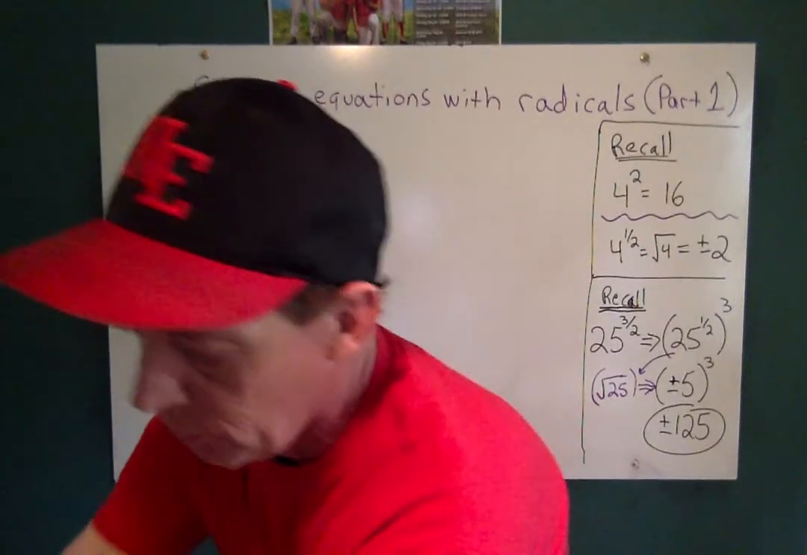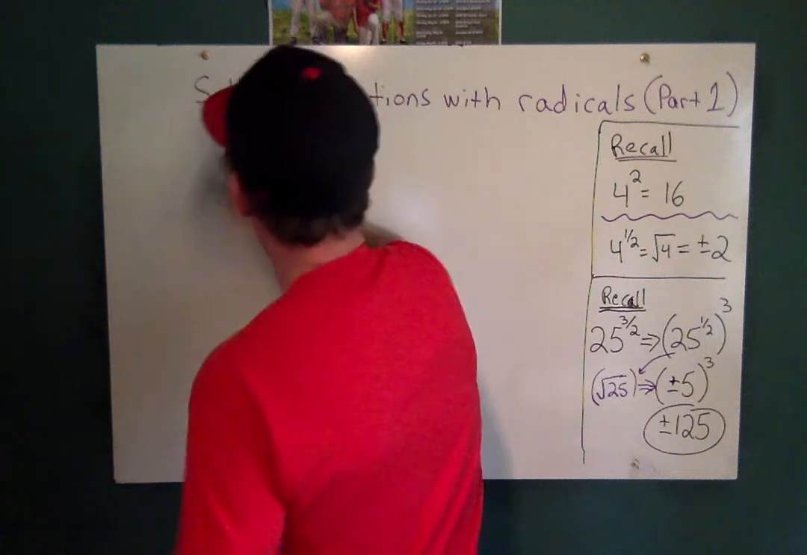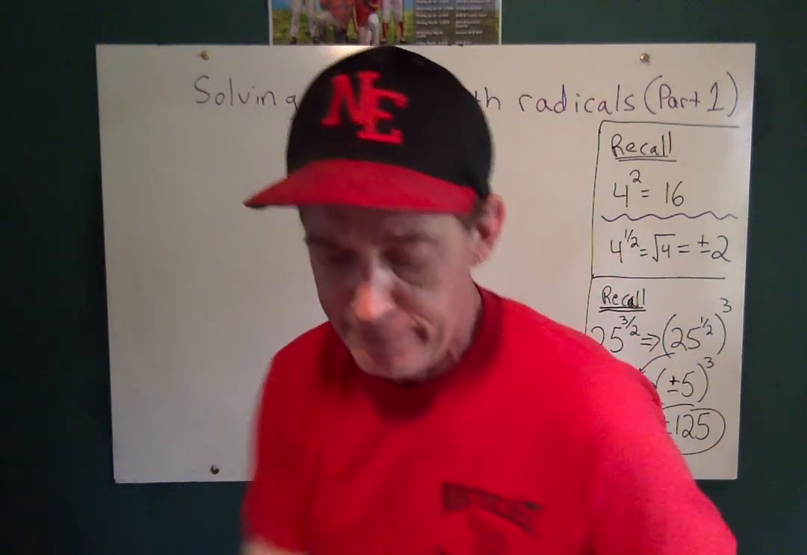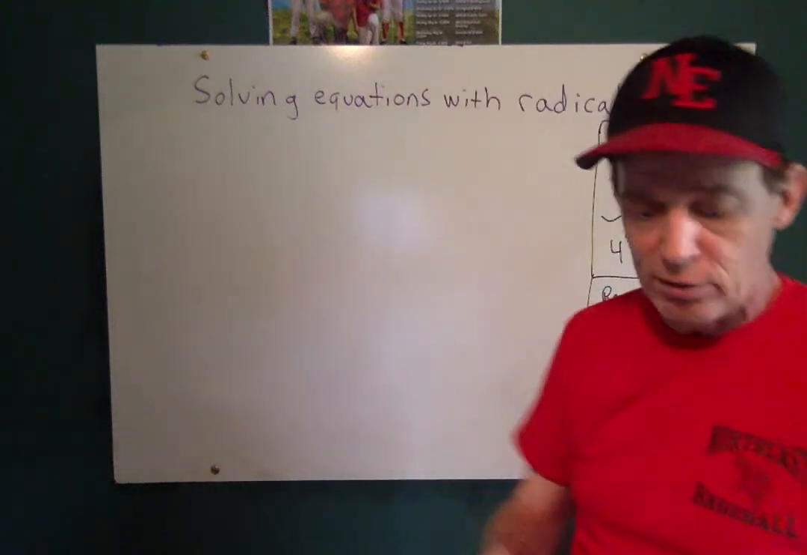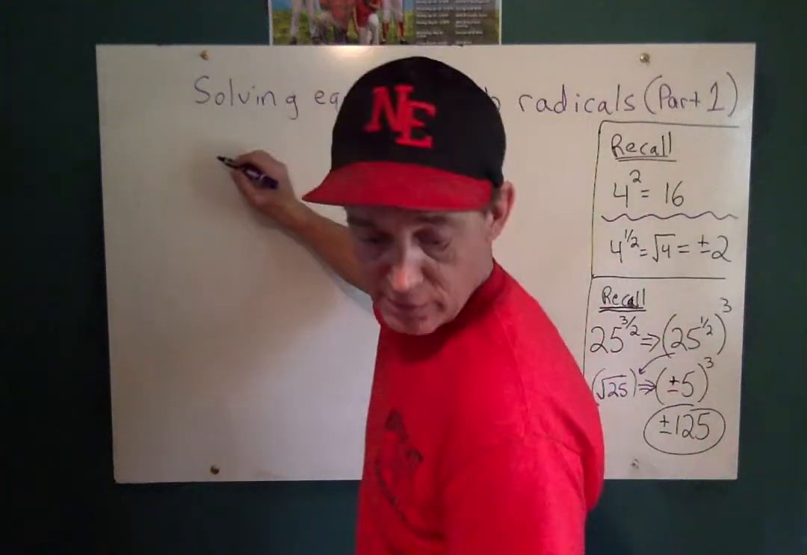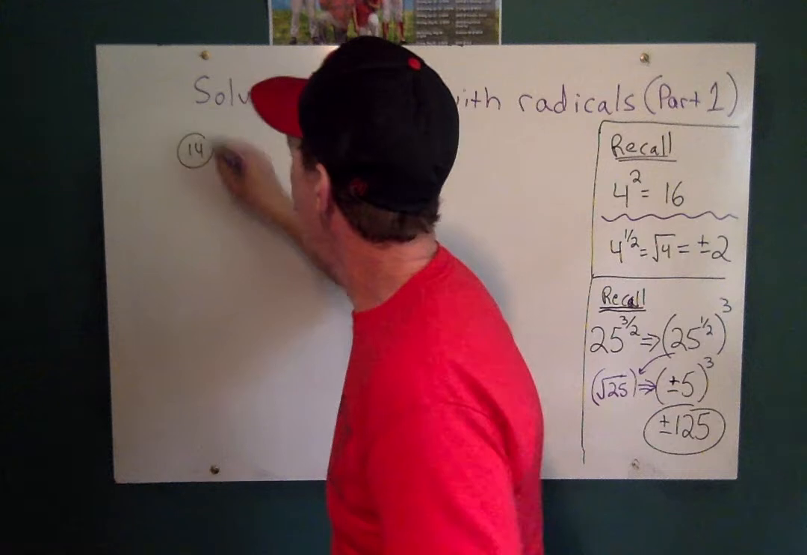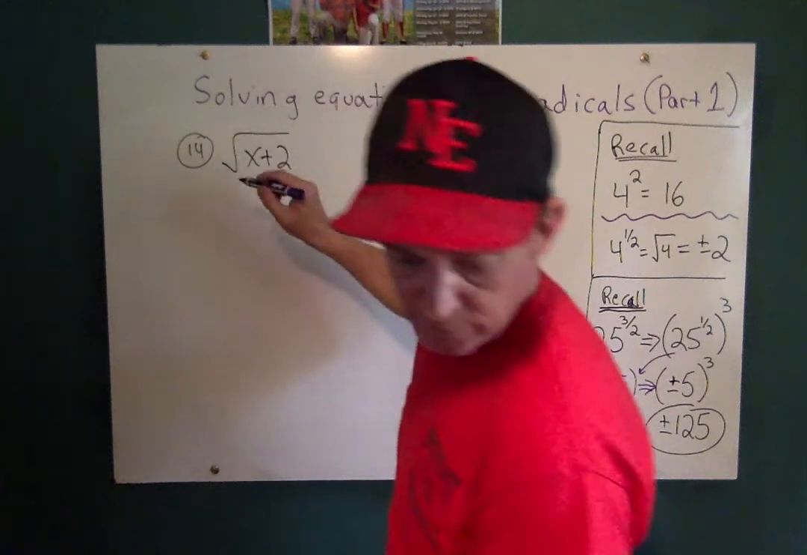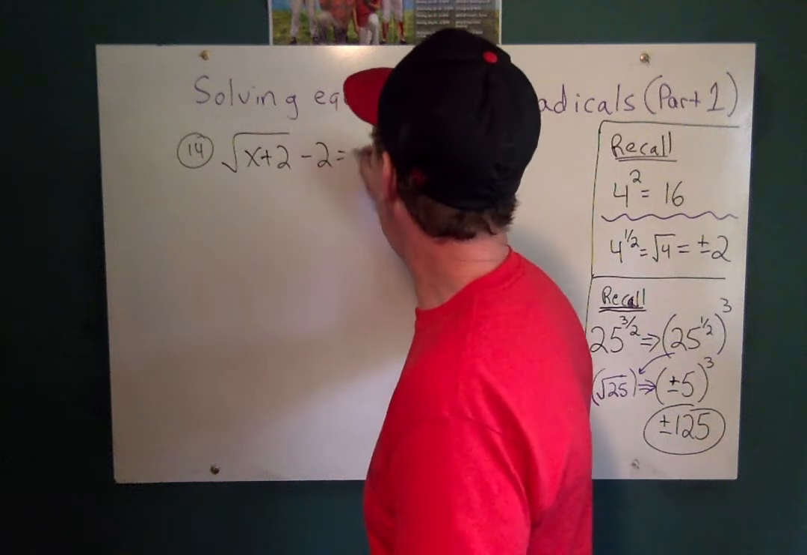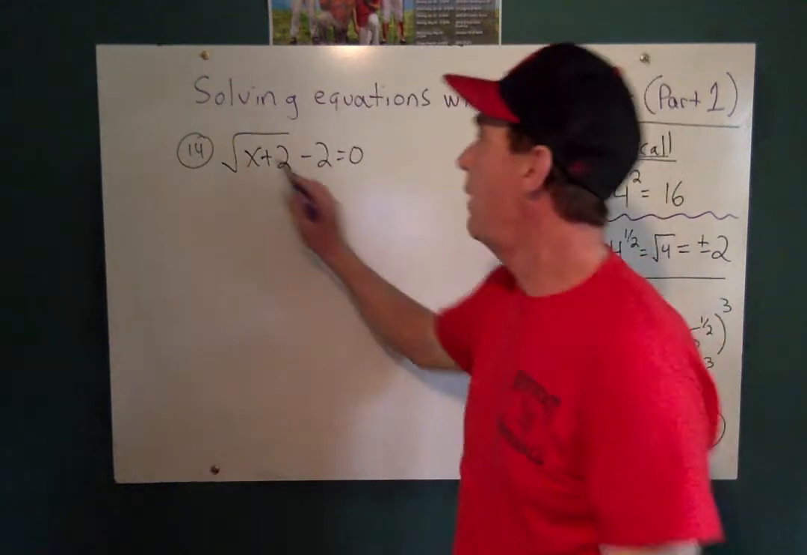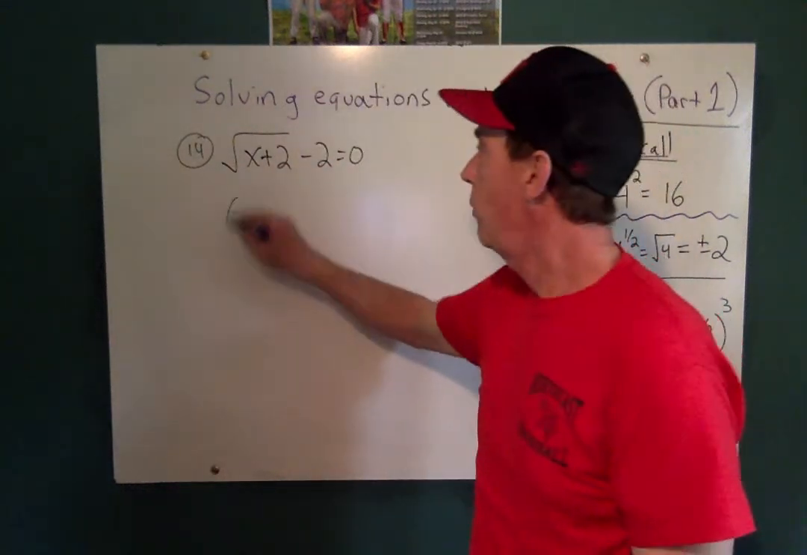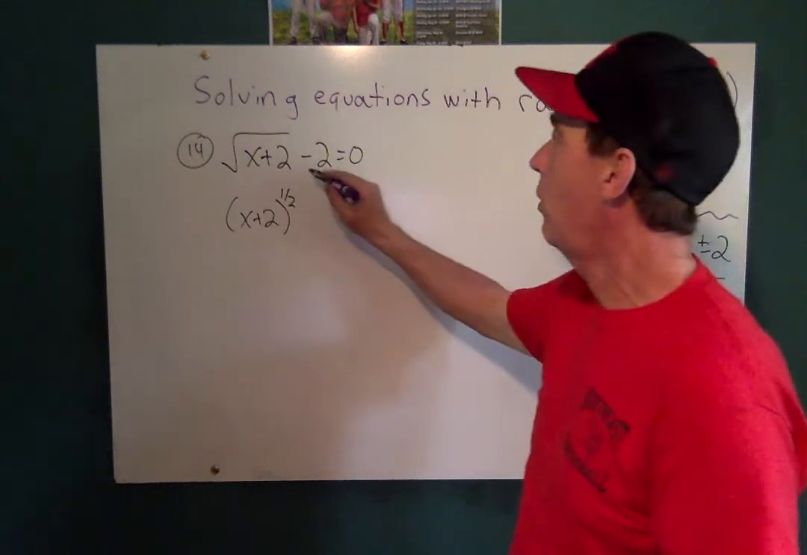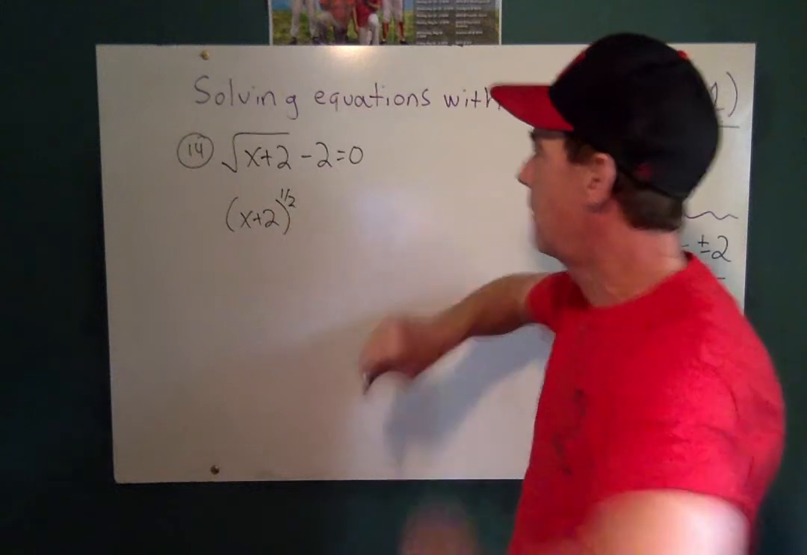Next we shall try, I'm going to do 14 and jump just a couple, to skip around a little bit to give us some problems left to do when we meet each other tomorrow or whenever our class meets, depending on which class you're in. 14. We have the square root of x plus 2 minus 2 equals 0. Okay, this time we have a quantity under the radical. So x plus 2 to the 1/2 power, and then add 2 on both sides.